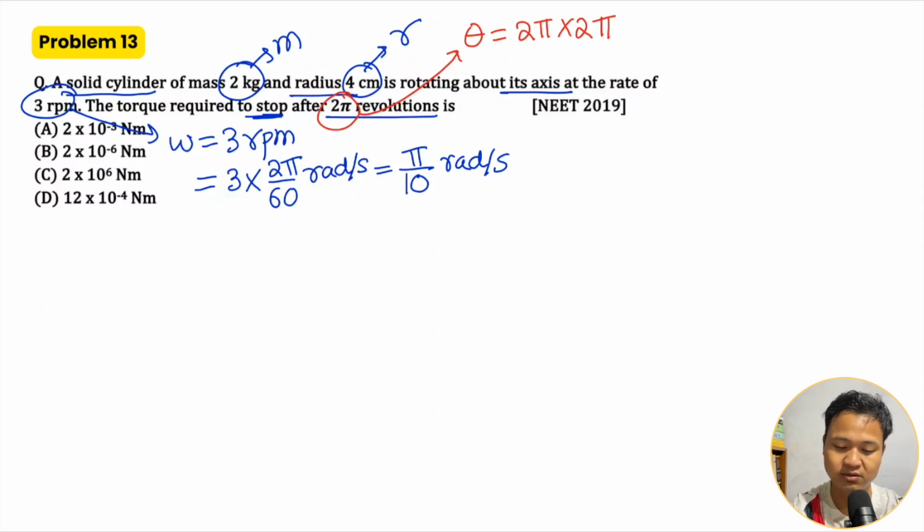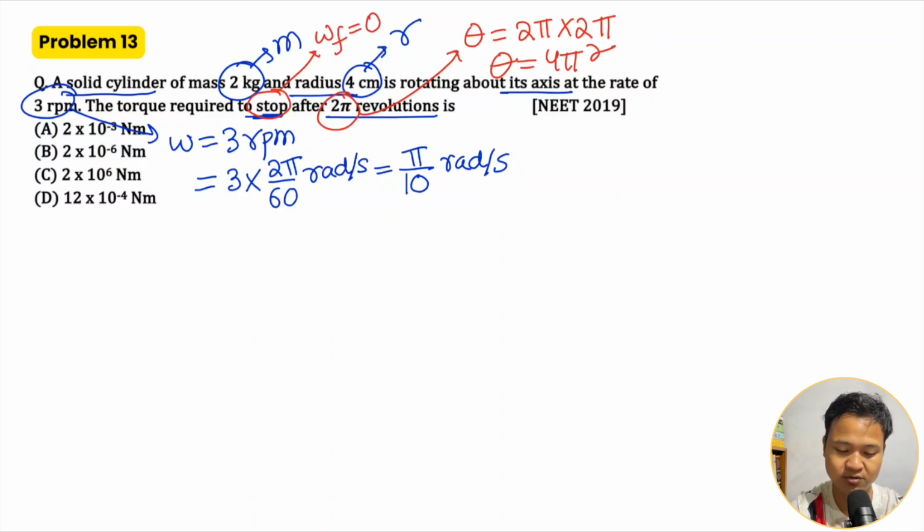Just so you don't get confused: suppose in 2 revolutions, the angle covered is 2 into 2 pi. Here the number of revolutions is 2 pi, so the angle covered is 2 pi into 2 pi, which is 4 pi square. This is theta. Next, it requires to stop, so that means omega final will be 0.